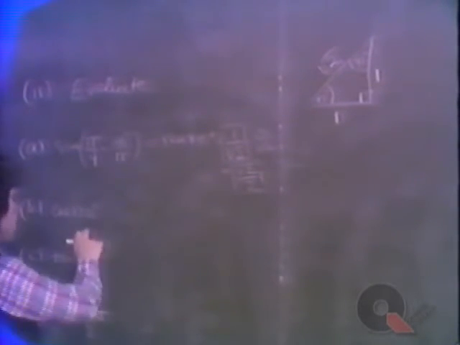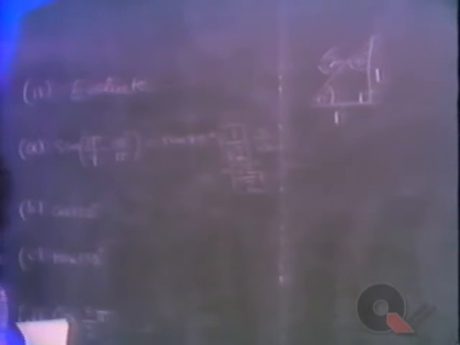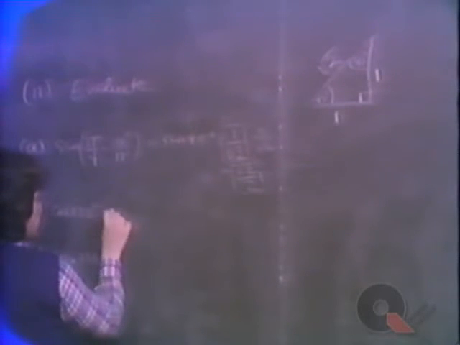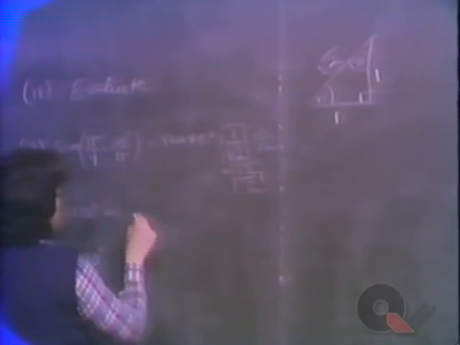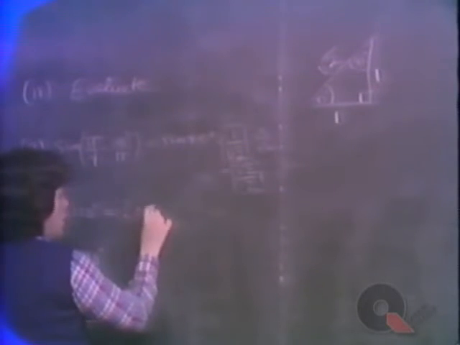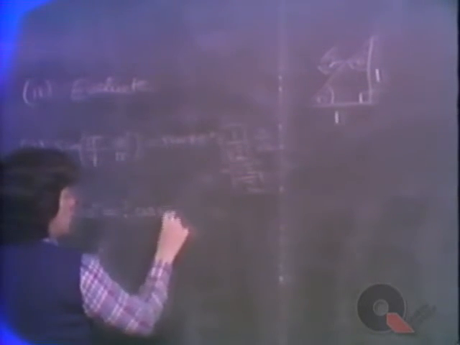Okay, cosine of 120 degrees. Now, for angles outside of the first quadrant, we try to find the acute reference angle that corresponds to it. In the second quadrant, we subtract the angle from 180 degrees, and we get the reference angle here is 60 degrees. So it's going to be plus or minus the same trig function, that is cosine of 60 degrees.